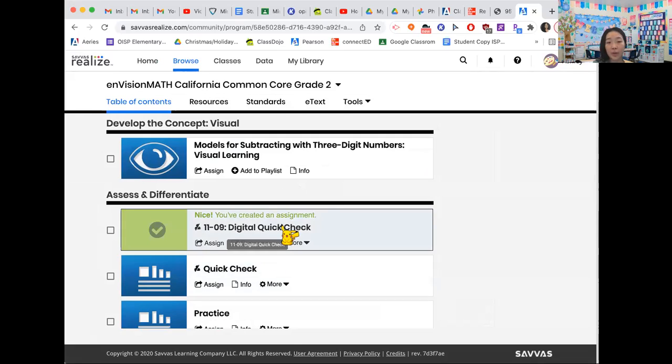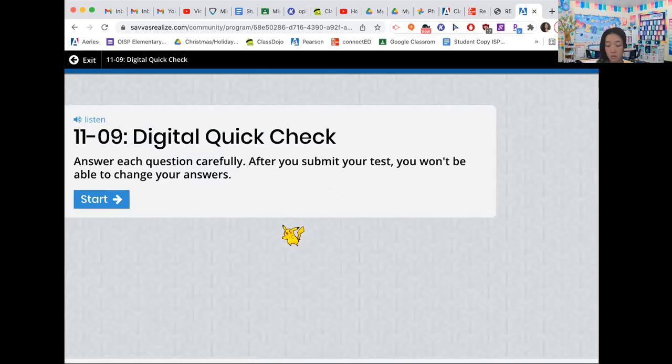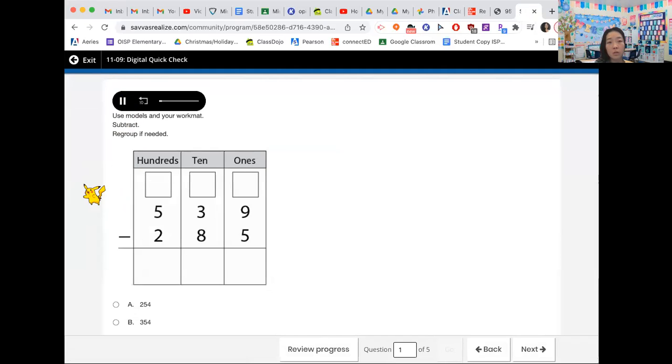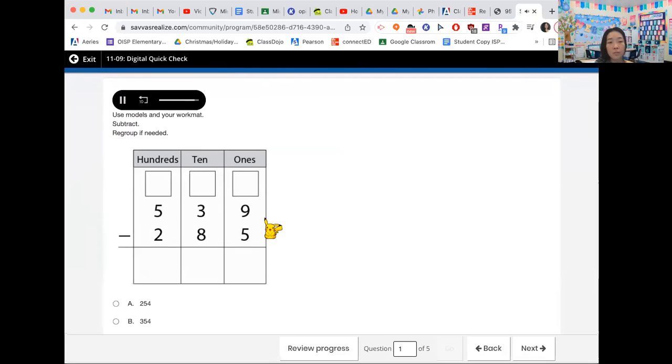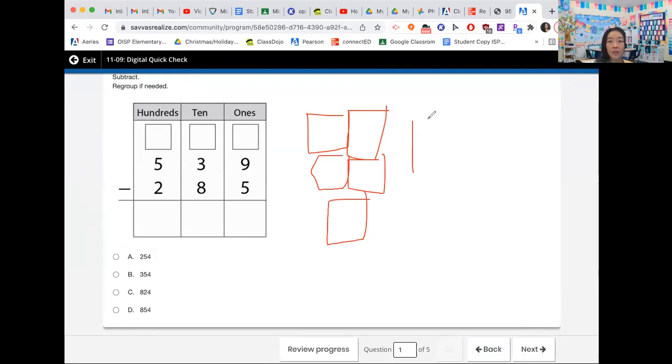Okay, I just posted it for you guys so we can work on it together. Use models and your work mat. Subtract. Regroup if needed. I love how big they made it. Okay, so let's go ahead and do that using our models, okay? So I'm gonna draw it on the screen. We're gonna start with our whole number, which is gonna be 539.